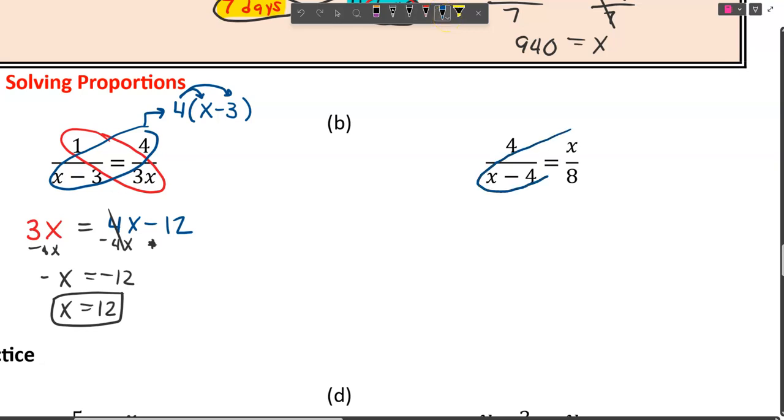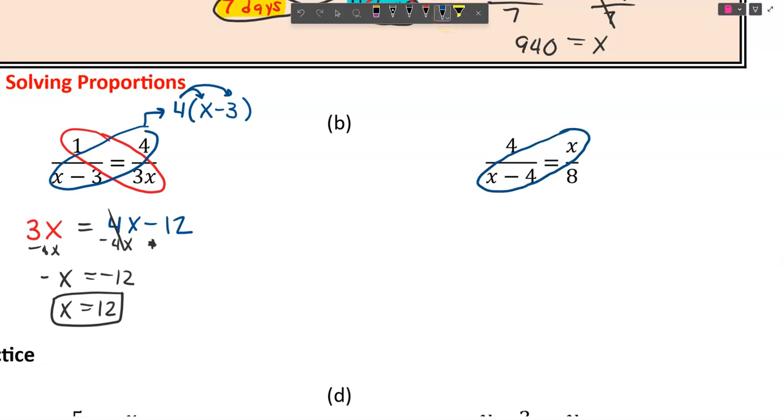So when I do my cross product, once again, we're going to multiply those blue terms. Once again, that is going to be the distributive property, x times the quantity x minus 4. That's going to give me x squared minus 4x. When I do my other cross product, I'm going to get 4 times 8. 4 times 8 is 32.